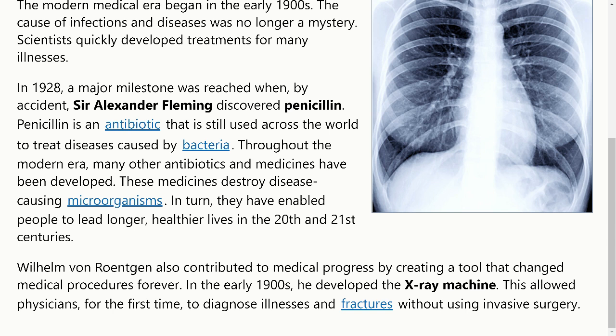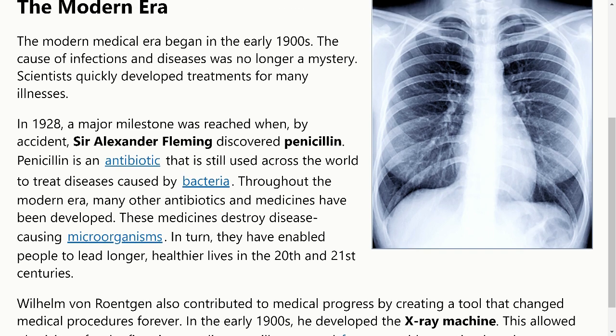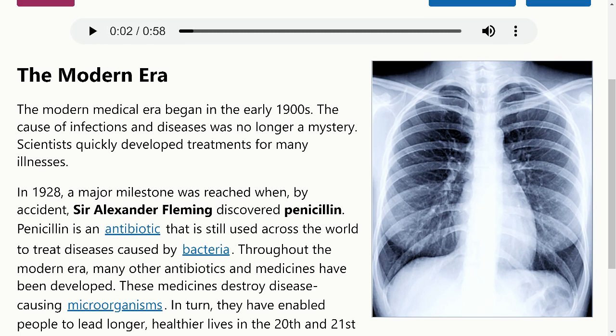All right. Wilhelm von Röntgen also contributed to medical progress by creating a tool that changed medical procedures forever. In the early 1900s, he developed the X-ray machine. This allowed physicians for the first time to diagnose illness and fractures without using invasive surgery. So before then, if you broke something, they'd have to open you up because there was no way to see it. They didn't even know if it was really broken, because sometimes sprains can be worse than a break. So they would just have to open you up and see.